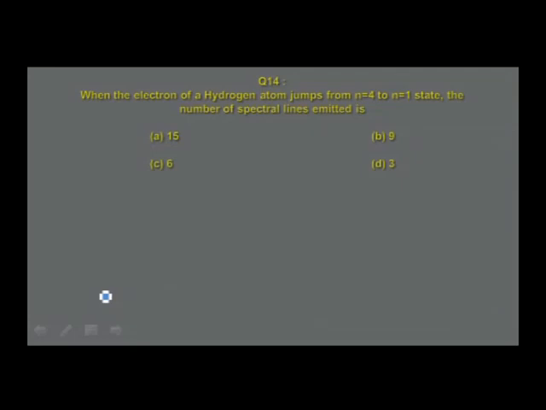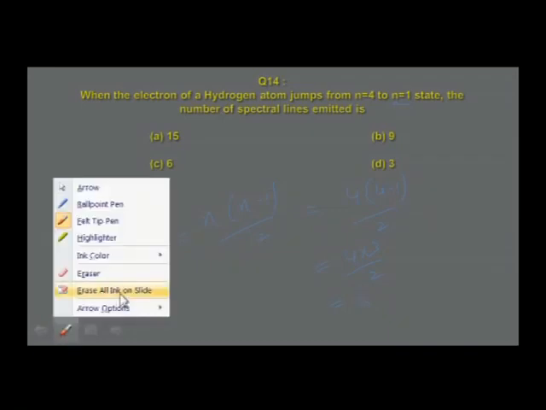Let us go to the next one. When the electron of a hydrogen atom jumps from n = 4 to n = 1 state, the number of spectral lines emitted is... The question is on the number of spectral lines emitted, and therefore the formula to be used, n = 4 to n = 1, ground state is n = 1. So the formula to be used is n(n - 1)/2, that is equal to 4 × (4 - 1)/2, that is equal to 4 × 3/2, which is equal to 6. So the answer for the question is 6.